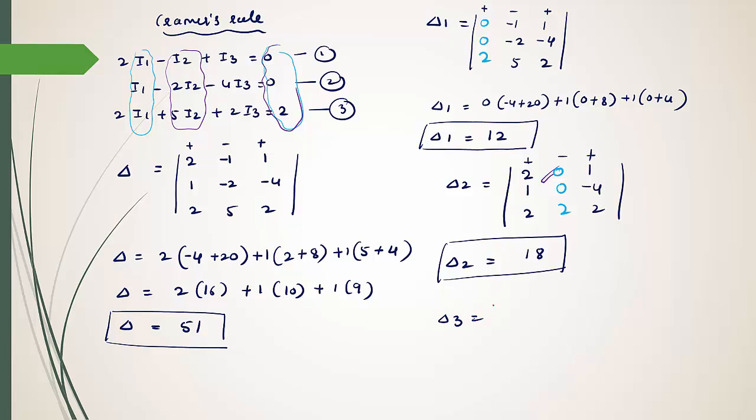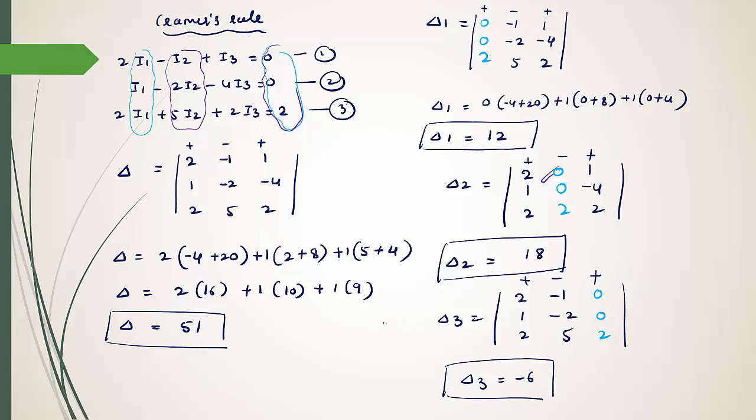Similarly, delta 3 equal to, how to write the determinant? We want the I3 value. So the remaining part we keep as it is: 2, 1, 2; minus 1, minus 2, 5. The last column we have to change. In place of I3 we write 0, 0, 2. Now the remaining part is the same. Again we can calculate plus, minus, plus. So we will get the value delta 3 equal to minus 6.